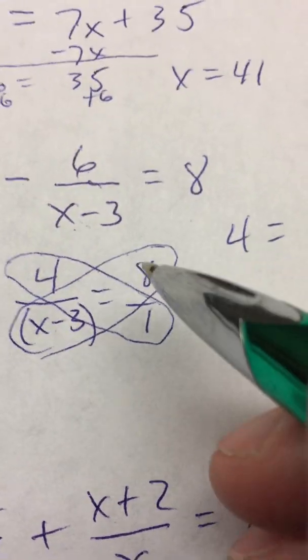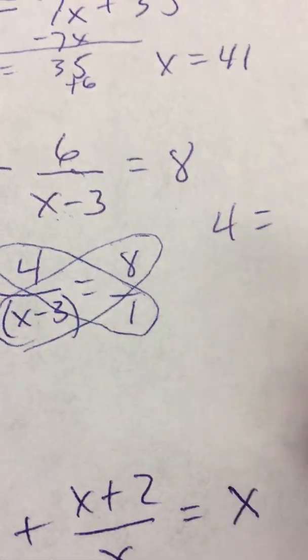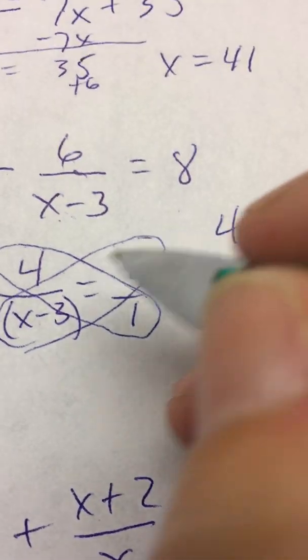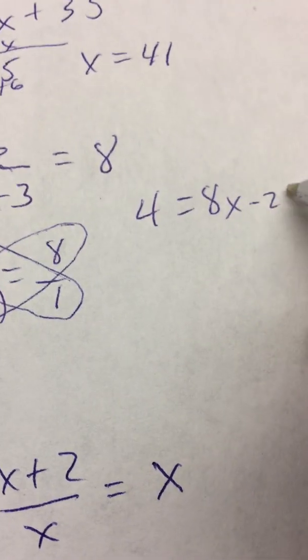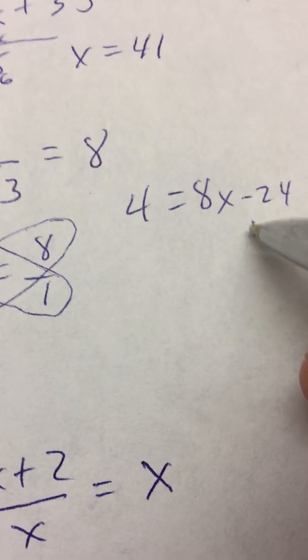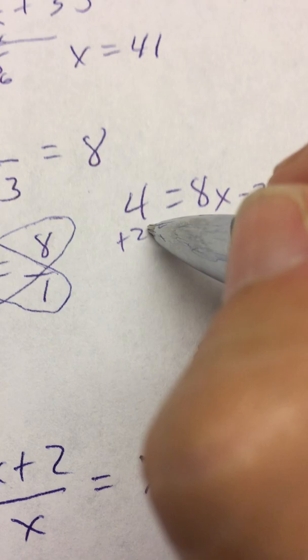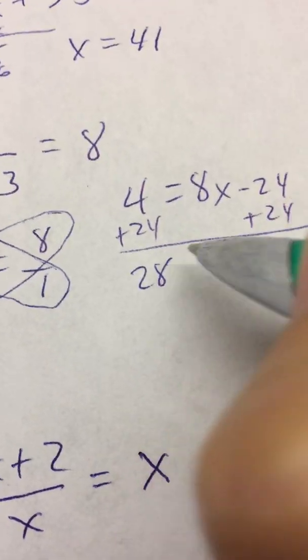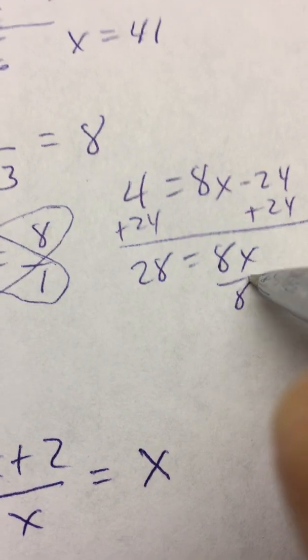So 4 times 1 is 4, and 8 times this parentheses, 8 times x, 8x. 8 times negative 3 is negative 24. Solving now for x, I can add 24 to both sides, so plus 24. So this winds up being 28 is equal to 8x. Divided by 8, divided by 8.